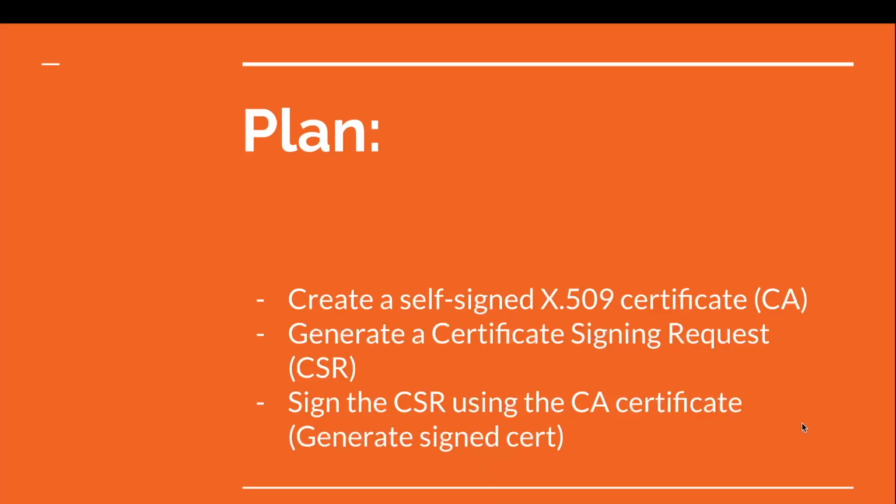Our plan for today is to create a self-signed certificate that will be our certificate authority, then to generate a certificate signing request, or CSR for short, and finally to sign this CSR using the CA that we've created in step 1. As a result of this last operation, we will get a signed certificate that we will put on our Envoy server to terminate TLS encryption between the load balancer and ECS task.